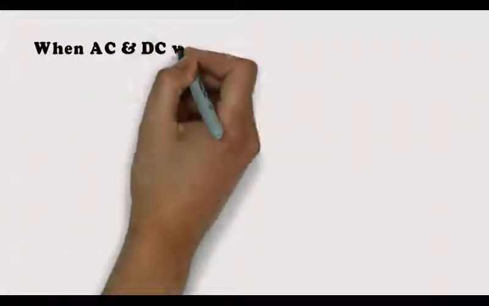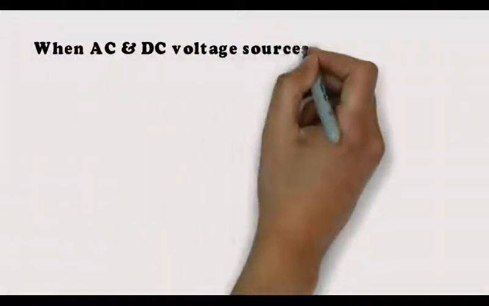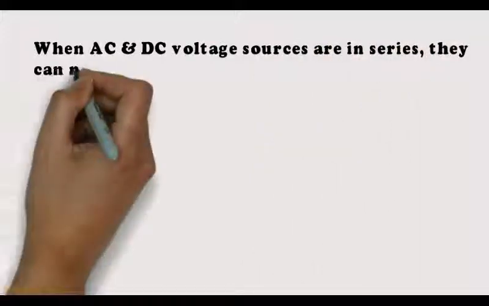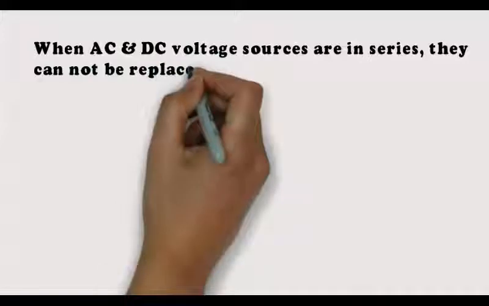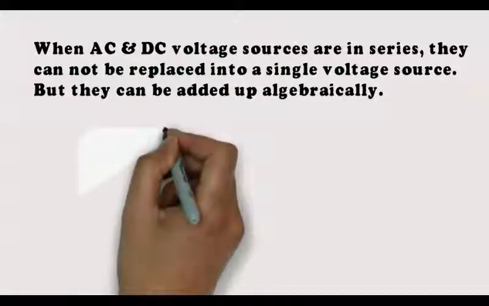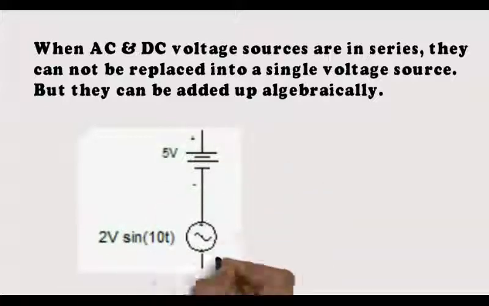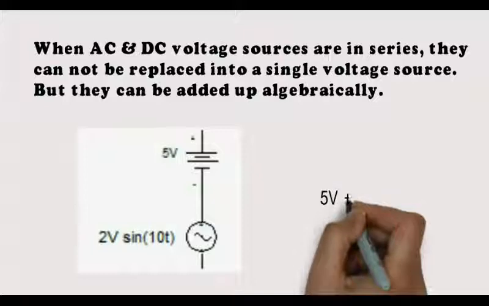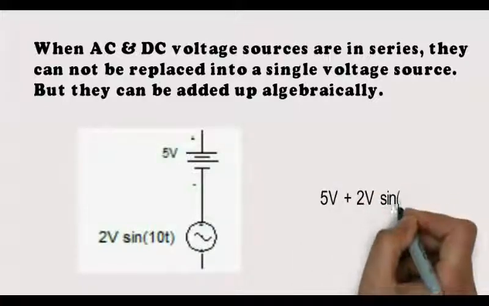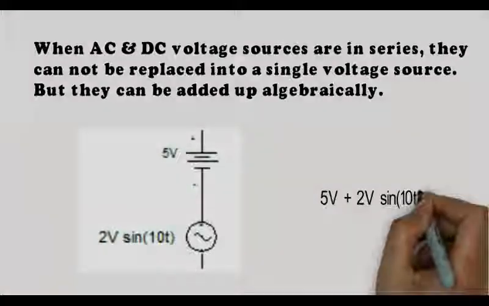When AC and DC voltage sources are connected in series, they can only be added algebraically, and cannot be replaced by a single voltage source. Here there is an example of this type of case. We simply added it like 5v plus 2v sine of 10t. It is the algebraic sum and there is no way of replacement of voltage sources.